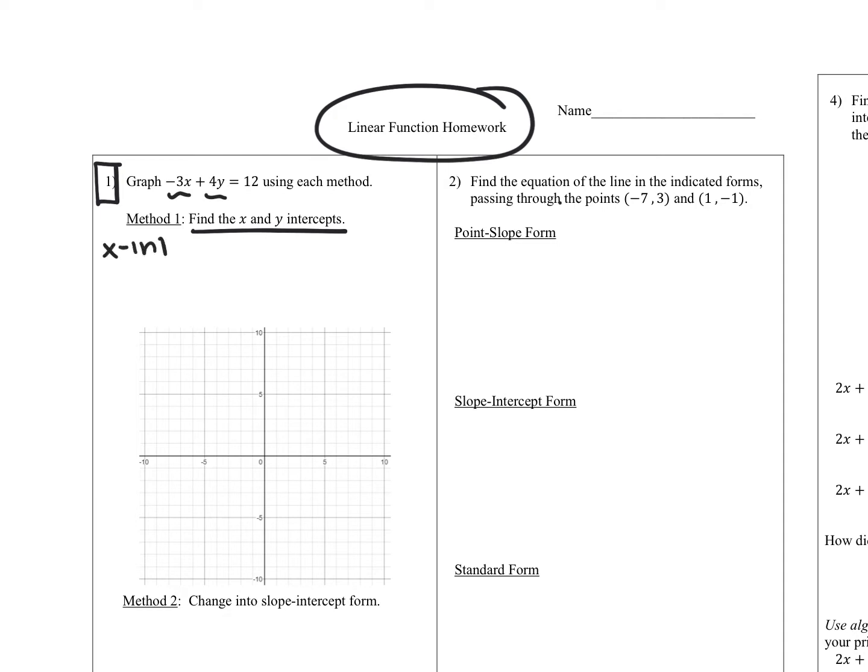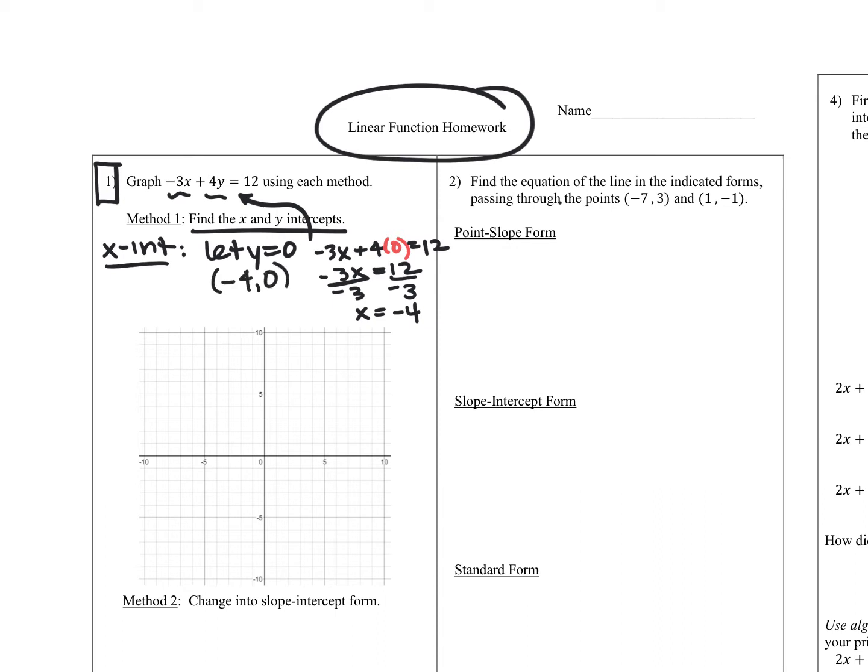To find the x-intercept, we're going to let y equal 0. If we do that, looking at this equation, it'll end up negative 3x plus 4 times 0, we stick a 0 in for y, and this is equal to 12. So we'll have negative 3x is equal to 12. Divide both sides by negative 3. We end up that x equals negative 4. So I know negative 4, 0 is my x-intercept.